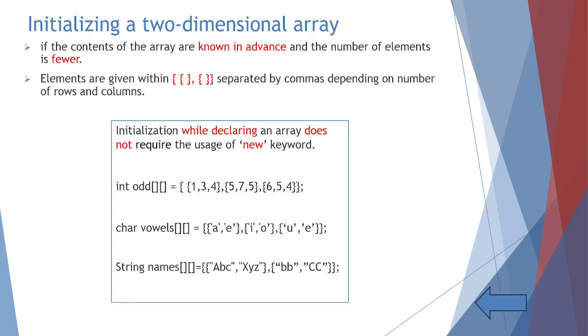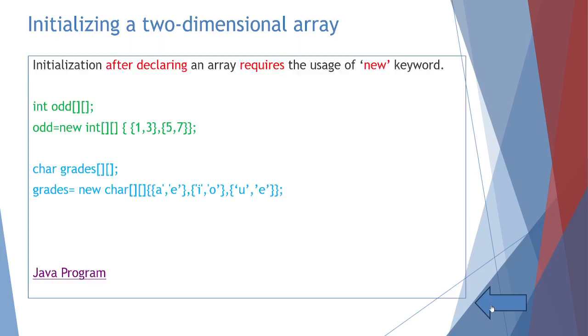Names array, outer, then inner only two sets of curly braces, and inside that two elements. So it is 2 by 2 array. Vowels is 3 by 2 and odd is 3 by 3 array. The other way is after declaration, array may be initialized, but at that time we need to use a new keyword. For example, int odd[][]; now odd is equal to new int[][] and initialize. This is the syntax.